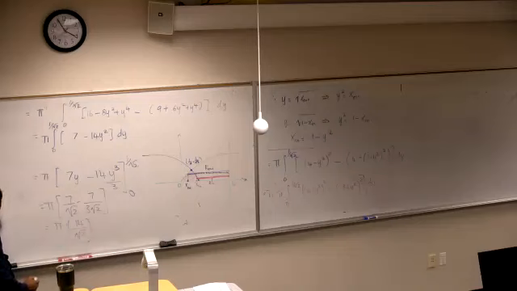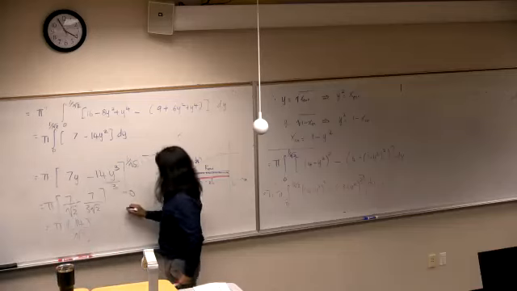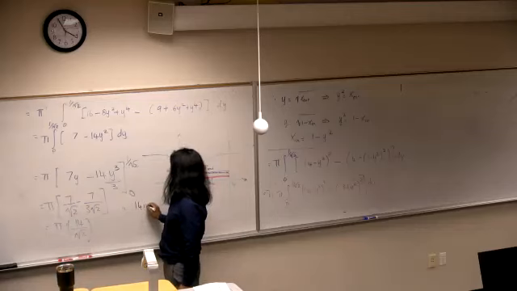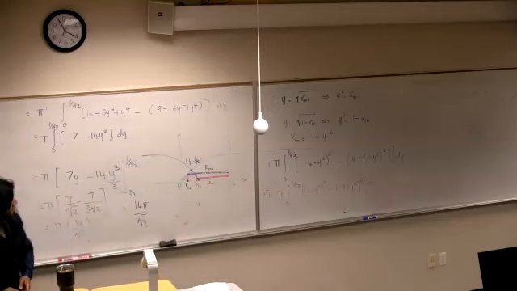Yes? You can put it in decimals. So 14 pi over square root of 2 is what my mental math is telling me.